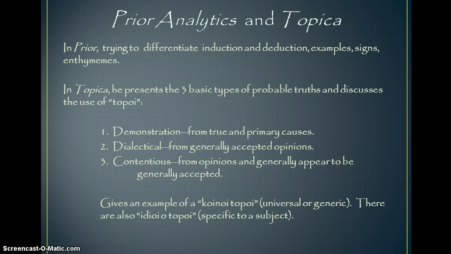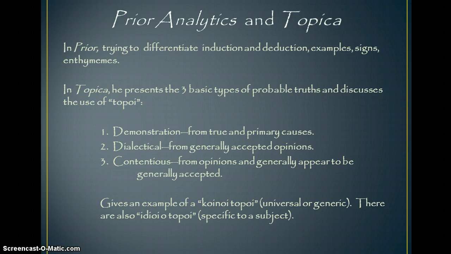For centuries, deductive reasoning dominates the West, okay? So he's trying to differentiate between inductive reasoning and deductive reasoning, between examples and signs and enthymemes. He's really trying to categorize more of the categorization. In the Topica, he presents us with three basic types of probable truths, and he discusses the use of the topoi associated with each one.